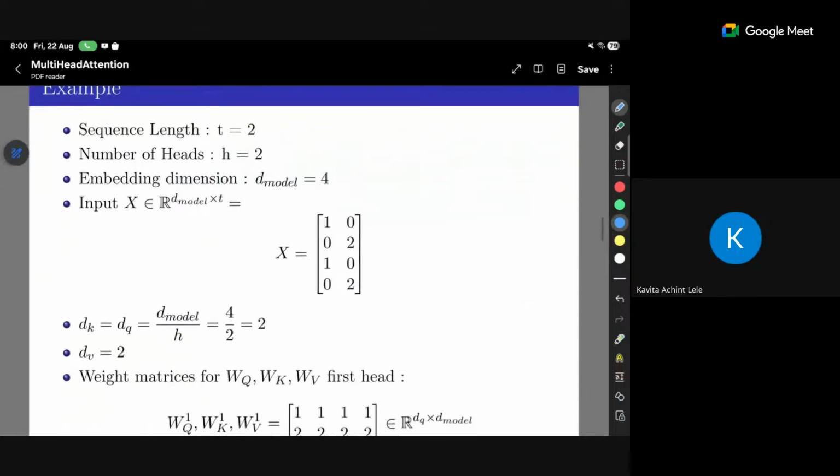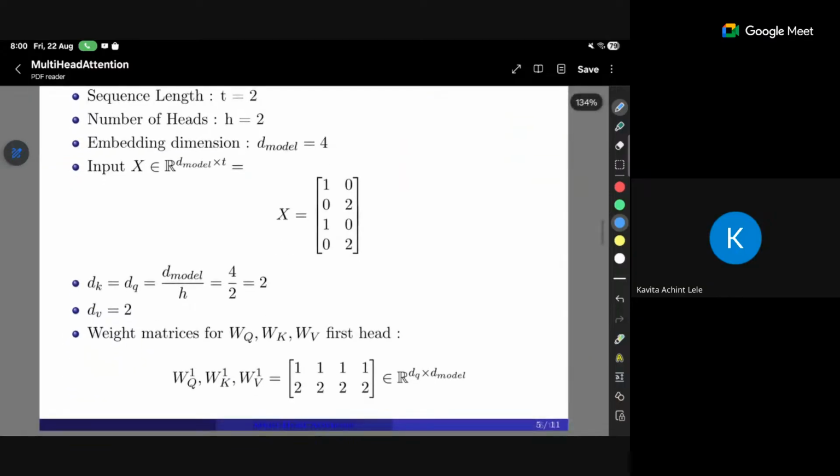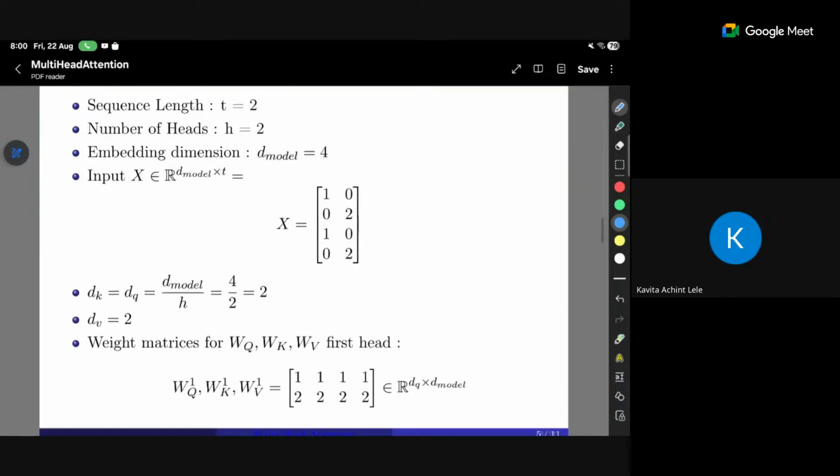To give you an example numerically, let's say I'm choosing a sequence length of two, and the number of heads is also two. So two heads, and d model is four. So you can see the dimension of embedding is four. As of now I choose some random numbers for the embedding, but what you generally do is you learn or create this embedding by learning. Any embedding technique you can use to produce this, like CBOW or anything, that is up to you. So yeah, X is that.